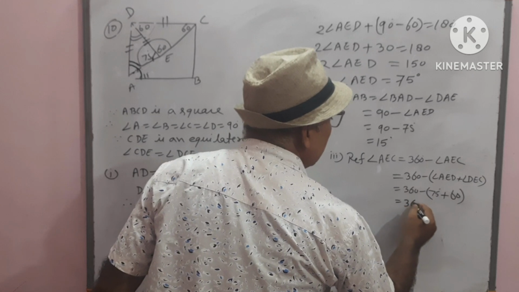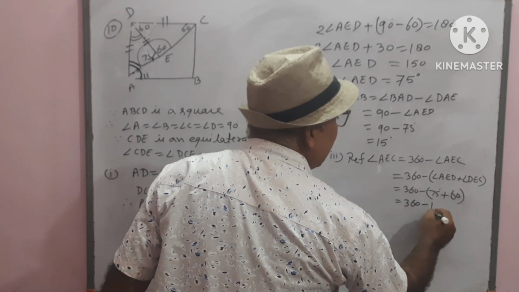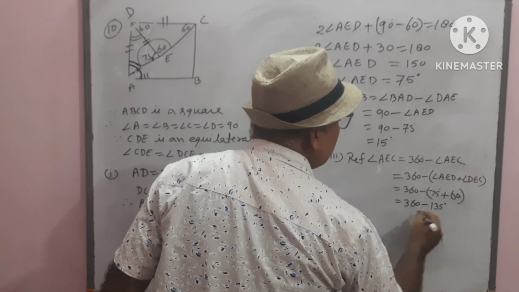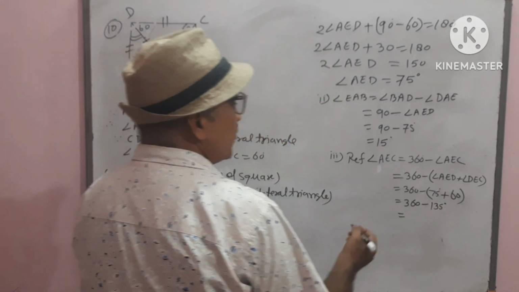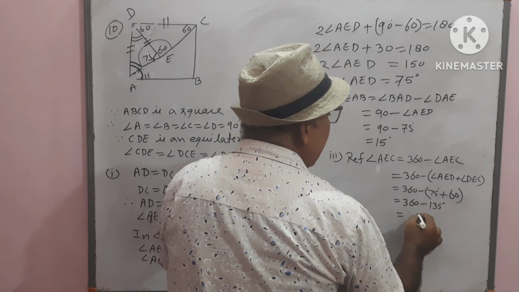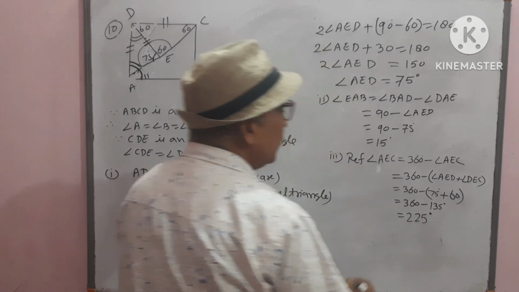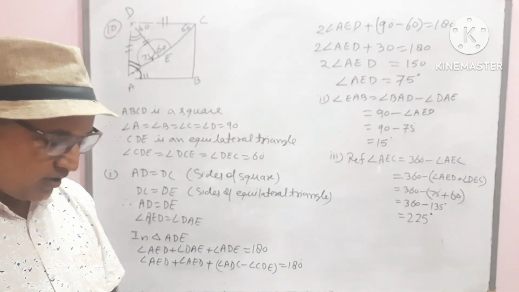So 360 minus (75 plus 60) is 360 minus 135. Now subtract it. 10 minus 5 is 5. 5 minus 3 is 2. 3 minus 1 is 2. That is 225 degrees. Okay.